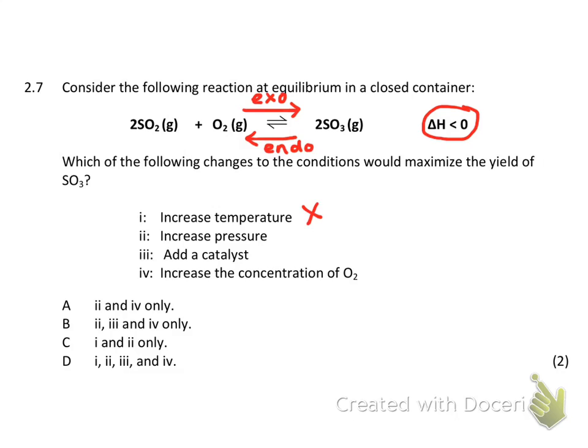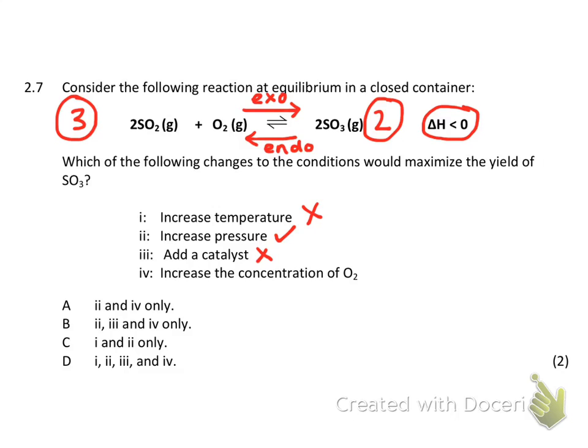So number 1 is not a good option. Number 2, increasing the pressure. We need to look at number of moles. We've got 3 moles on the left and 2 moles on the right. So if we increase the pressure, Le Chatelier says it will shift to decrease the pressure, and so it will go to the side with fewer moles. That's the right, so it would favour the forward reaction, and that certainly would increase the yield of SO3. So 2 is a good option.